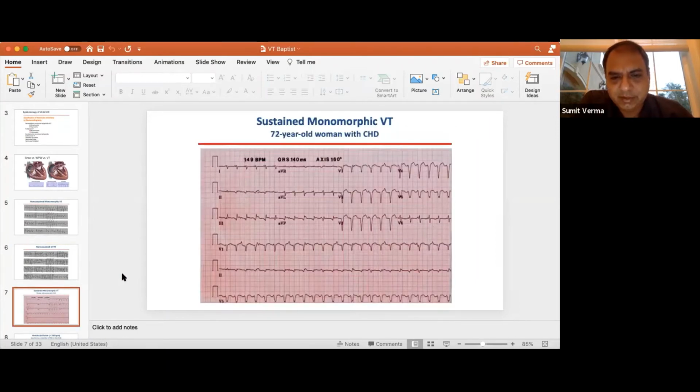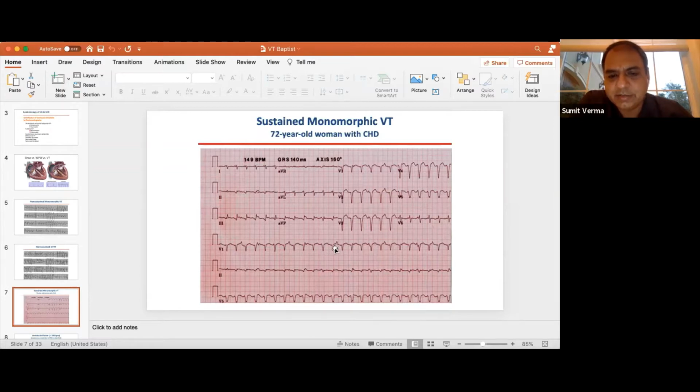Now here's an example of monomorphic ventricular tachycardia. So I wanted to make a point about the atrial response. You can see it's perfectly monomorphic. It's negative in V1. And then if you look, you can see the P waves coming through. There's one P wave there, one there, one there, and so on.